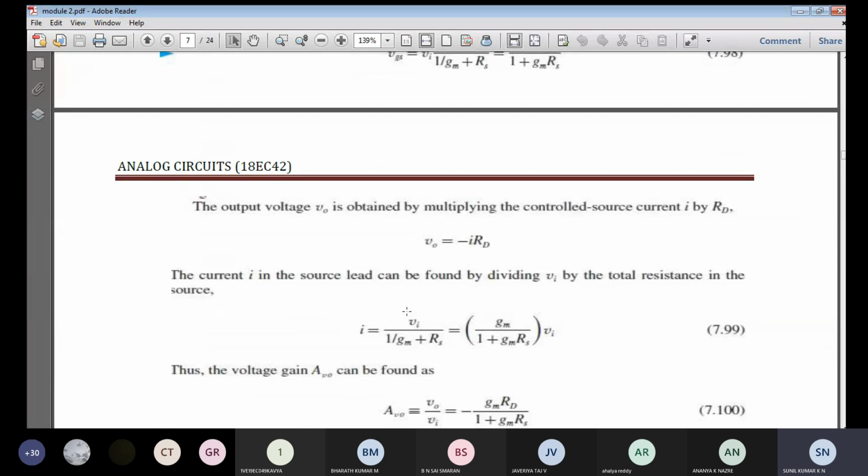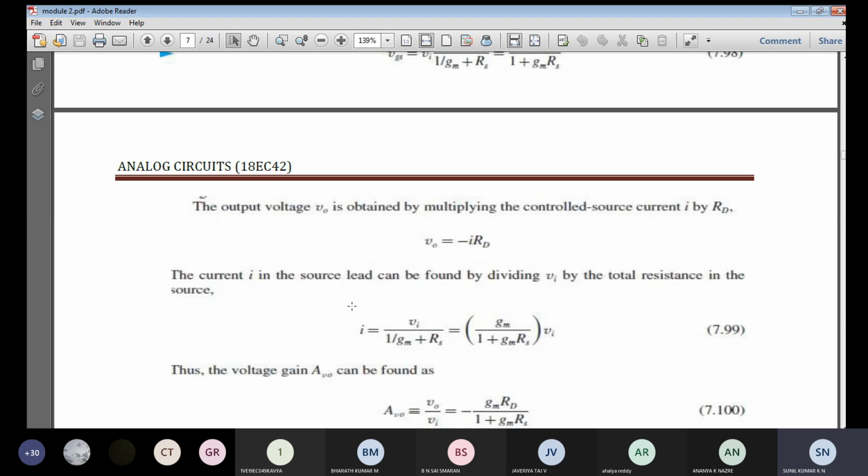So I will be equal to the voltage Vi divided by the total resistance. The total resistance is 1 over Gm plus Rs. Simplify this, and you will get Gm divided by 1 plus Gm into Rs. Gm goes to the numerator, so I equals Gm divided by 1 plus Gm into Rs, multiplied by Vi.